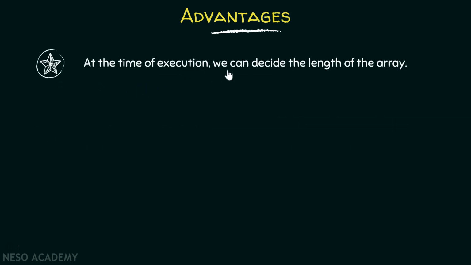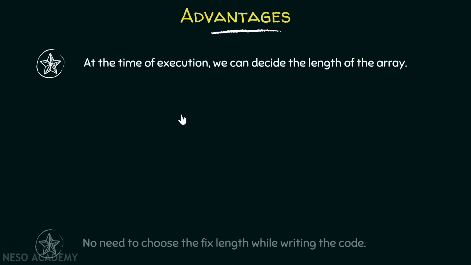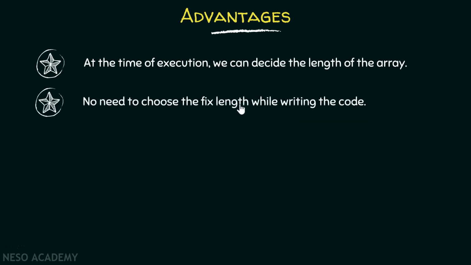At the time of execution, we can decide the length of the array. There is no need to specify the length of the array at the time of compilation. We can specify the length at the time of execution with the help of variable length arrays. Also, there is no need to choose a fixed length. As I've already talked about it, the length is specified at the time of execution. Therefore, there is no need to fix the length while writing the code.